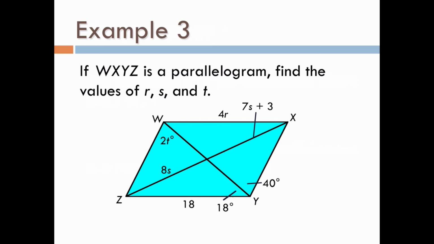Got that part out. Any luck on R, S and T? Dan, what do you got? S equals 3. Why? Because WY bisects CX, so then 8S is equal to 7S plus 3. If you set those equal to each other, you get S equals 3. Beautiful. Jocelyn, what do you got? I got that R equals 4.5. Why? Because WX is parallel to ZY, so they equal each other.